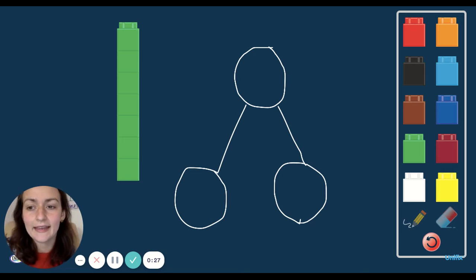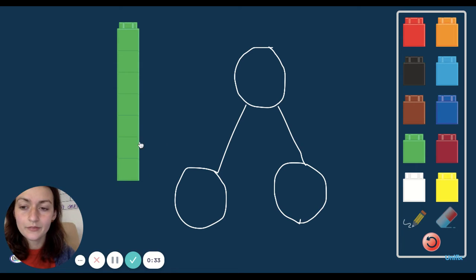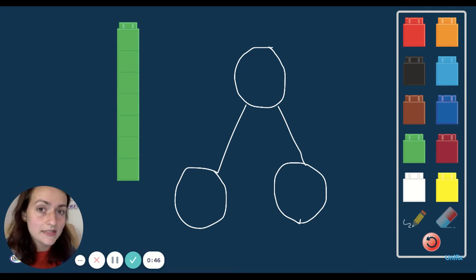I want you to go ahead and count how many cubes you see on the screen. 1, 2, 3, 4, 5, 6, 7. There are 7 linking cubes on the screen. Do you have 7 linking cubes with you that you can use? If you do, make sure you put your 7 cubes in a stack like this.